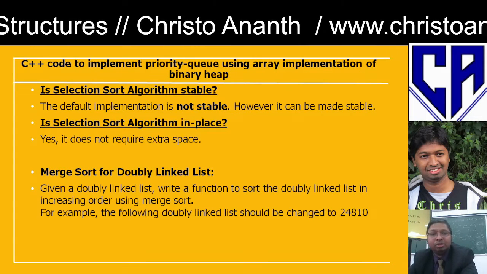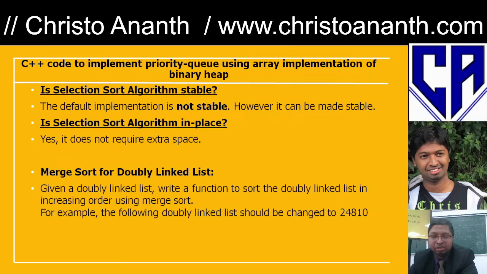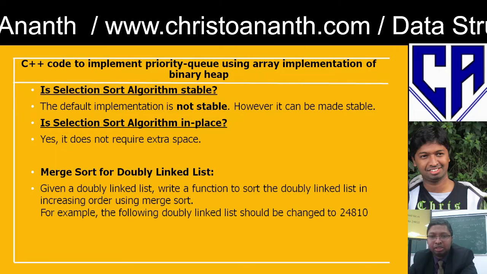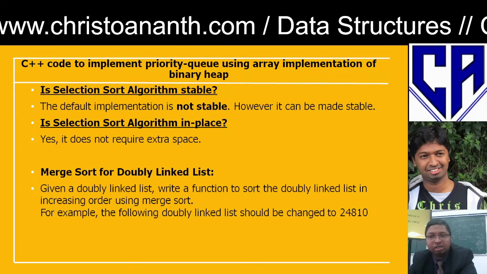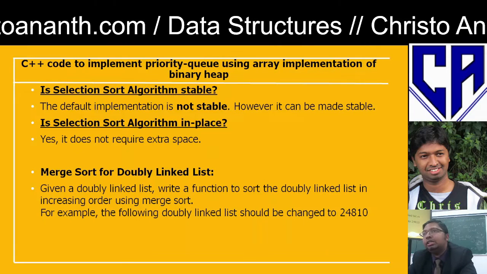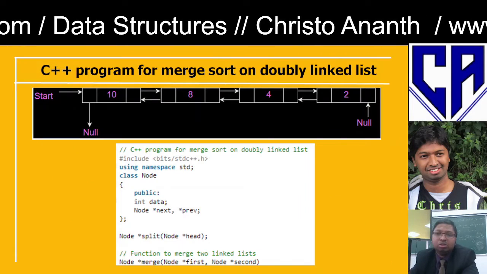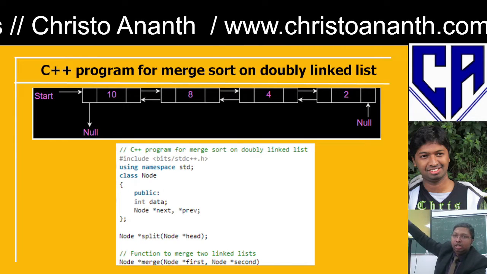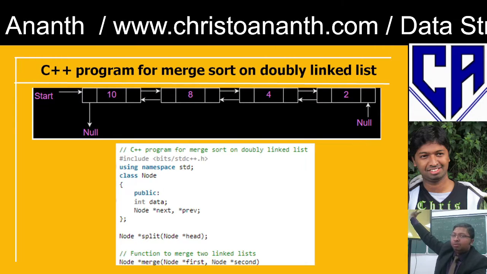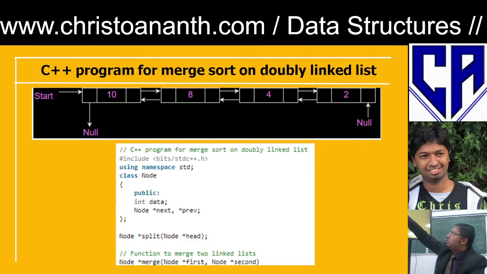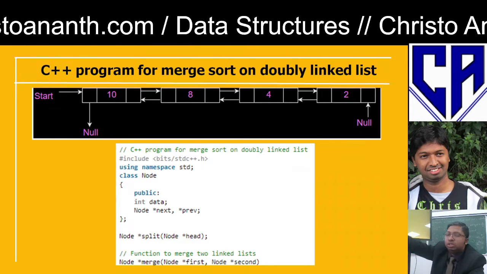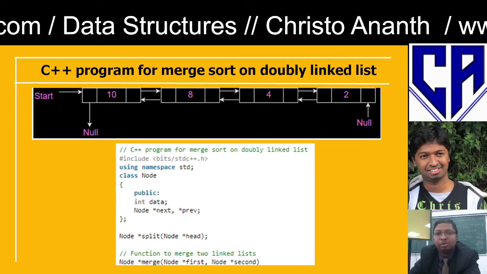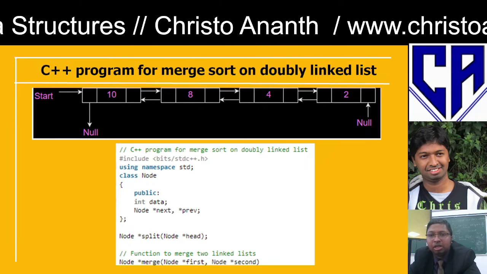And this is an example, merge sort for a doubly linked list. Okay, so we will understand this particular example. We will write a function to sort this doubly linked list in increasing order using merge sort. Okay, so you have this one. We start from here. We have several elements: 10, 8, 2, 4. Actually, what we have to do is sort them in the order 2, 4, 8, and then 10. So this is a C++ program for merge sort on a doubly linked list.